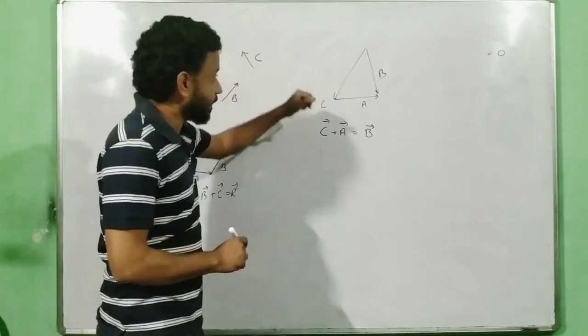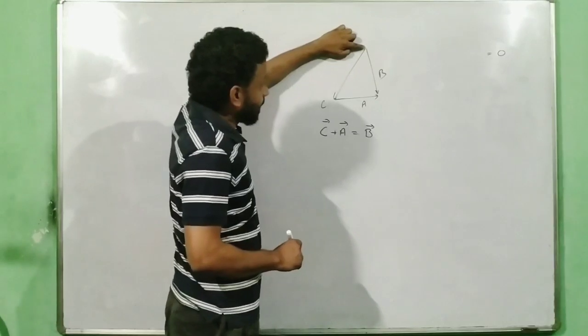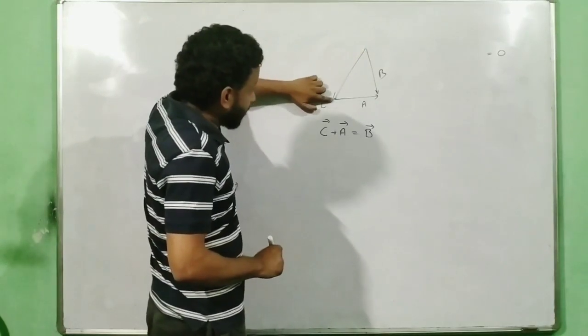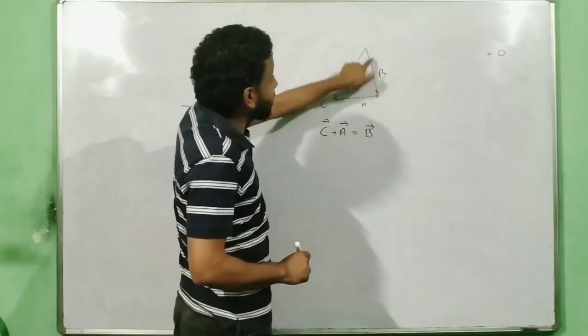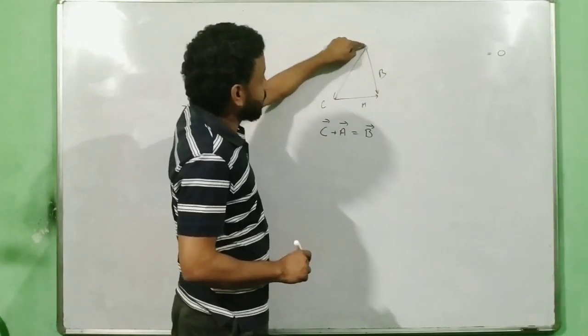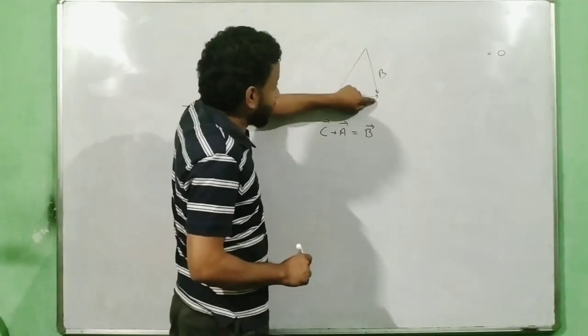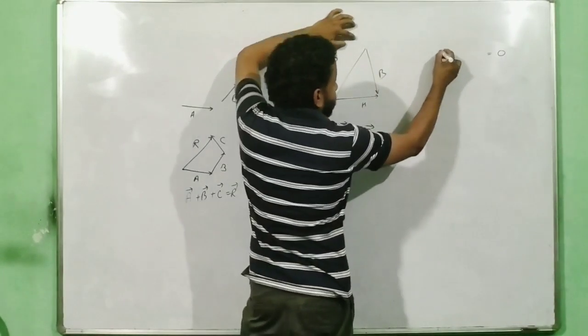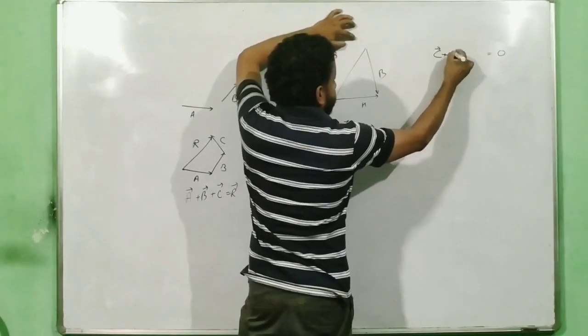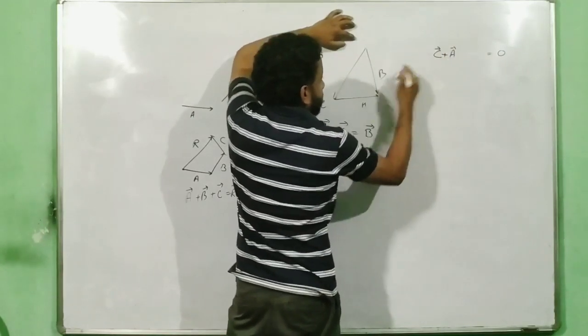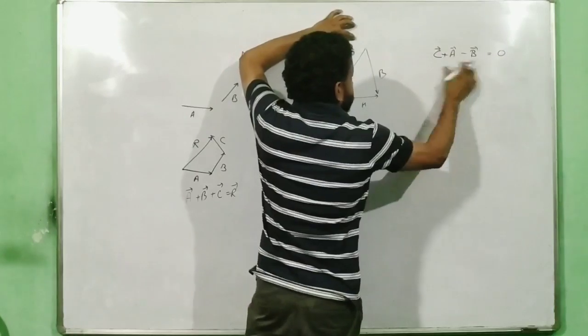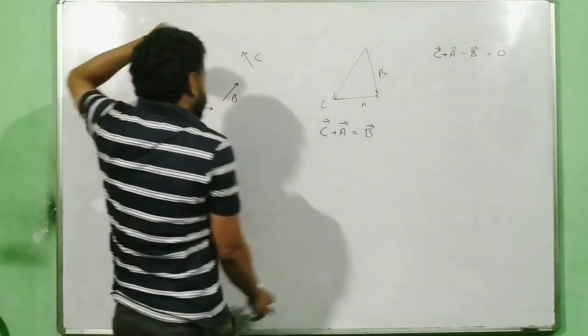What does it mean? Look at here. If I start from here, tail, head, head, tail. So this is the reverse order. So tail, head, head, tail. So you will write here as C vector plus A vector. Then this is the reverse order. So you will write this as minus B. In this method, last result will be always 0.